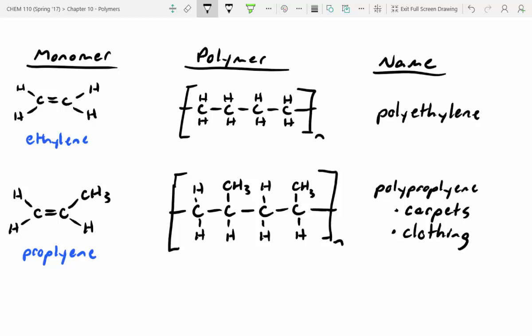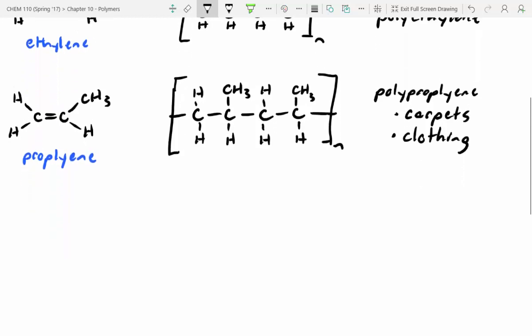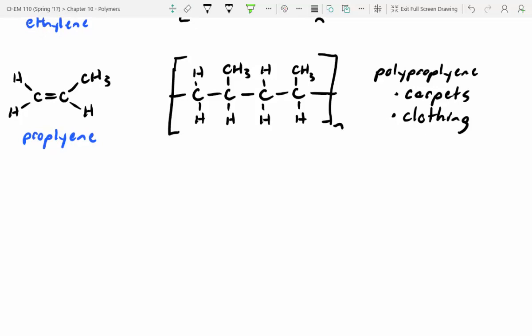Isn't it what Gore-Tex is made out of, or is that? So Gore-Tex is a little bit different. I don't think we'll have time to talk about it, but maybe after lab I can show you what that's made out of. So it's polyester, just a bunch of esters connected? We're going to talk about that. That's a different type of polymer. Yeah, that's up next.